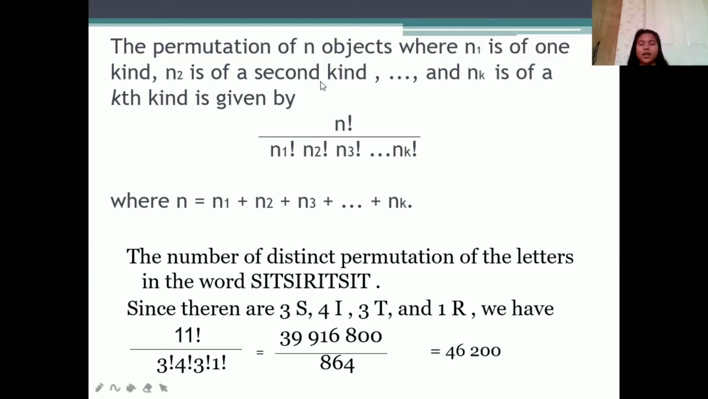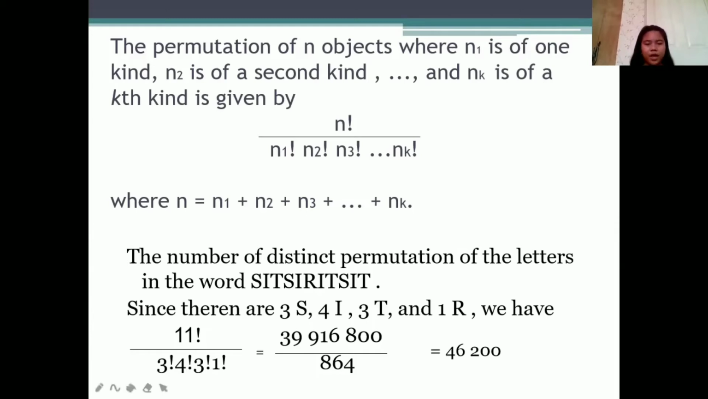Next, the permutation of n objects where n sub 1 is of one kind, n sub 2 is of a second kind, and n sub k is of a kth kind is given by this. We have n factorial divided by n sub 1 factorial times n sub 2 factorial times n sub 3 factorial and so on, and n sub k factorial, where n is equal to n sub 1 plus n sub 2 plus n sub 3 and so on.